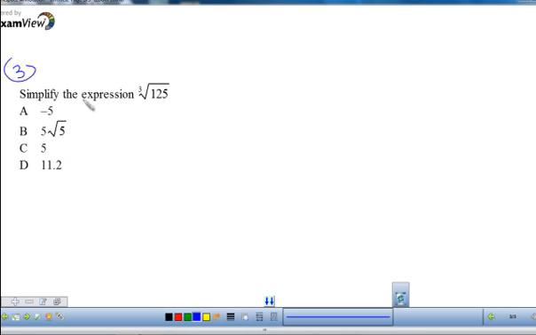Simplify the expression, the cube root of 125. So remember, the cube root means you're looking for three numbers that are exactly the same, that when you multiply them are going to give you 125. So the answer would be 5, because 5 times 5 times 5 will give you 125.